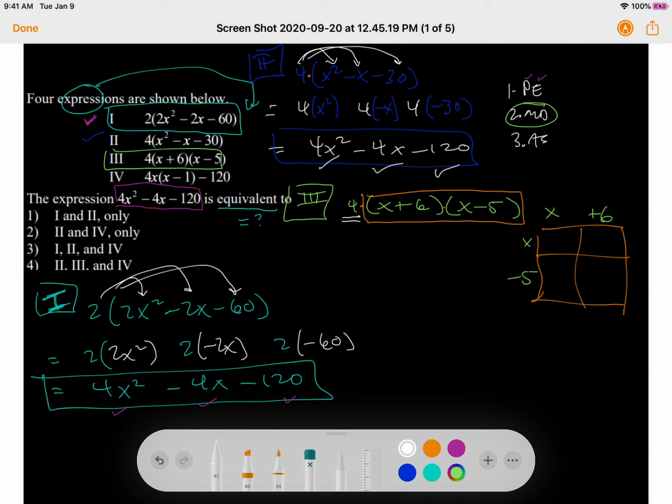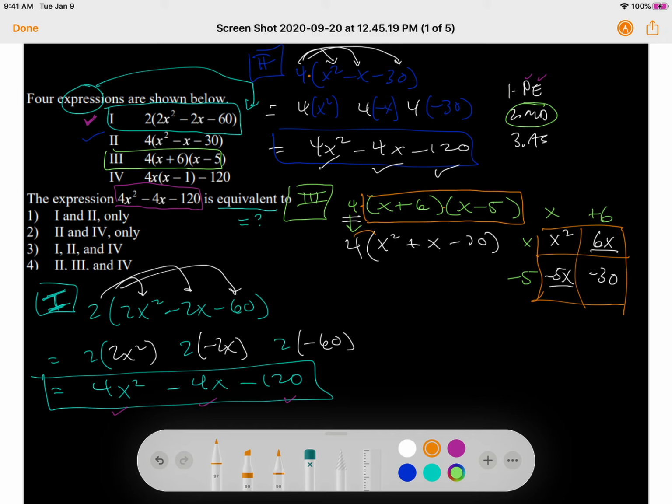Let's go ahead and multiply. X times x is x squared. X times 6 is 6x. X times negative 5 is negative 5x. And negative 5 times 6 is negative 30. So inside the box, I'm now going to combine like terms. 6x and a negative 5x gives me just positive x. So x squared plus x minus 30. And then don't forget to bring this 4 down there.